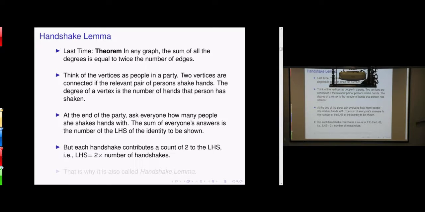Now, on the other hand, each handshake contributes a count of 2 to the left-hand side, right? Because when I shake hands with him, the one handshake counts once in me and once in him. When we add the total number of handshakes, it counts as 2. So therefore, the left-hand side actually is 2 times the number of handshakes, right? But the number of handshakes is the number of edges. So that's why you have this, right? So it's a very, very simple observation. That's why it is called the handshake lemma. So maybe it is easier to remember than a theorem. Okay. The fact is very simple.